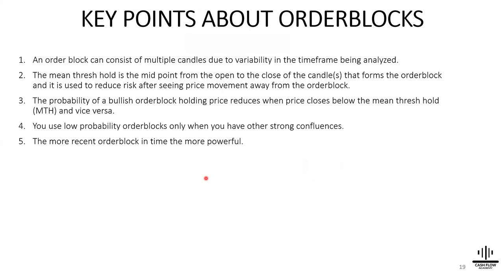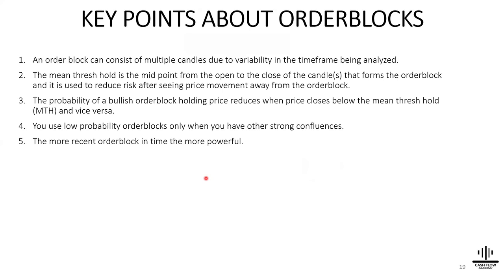So for a bullish or a bearish order block to hold price, you want to see price not close below the mean threshold. If this is a bearish order block, I want to see price not close above the mean threshold. You use low probability order blocks only when you have other strong confluences, like I explained before. When institutional order flow is bullish and you see smart money divergence, and on the higher time frame, market is bullish, you can be buying if you see low probability order blocks.